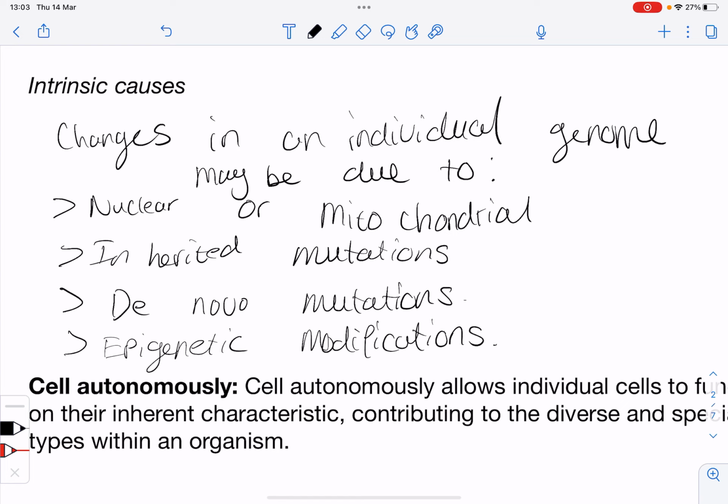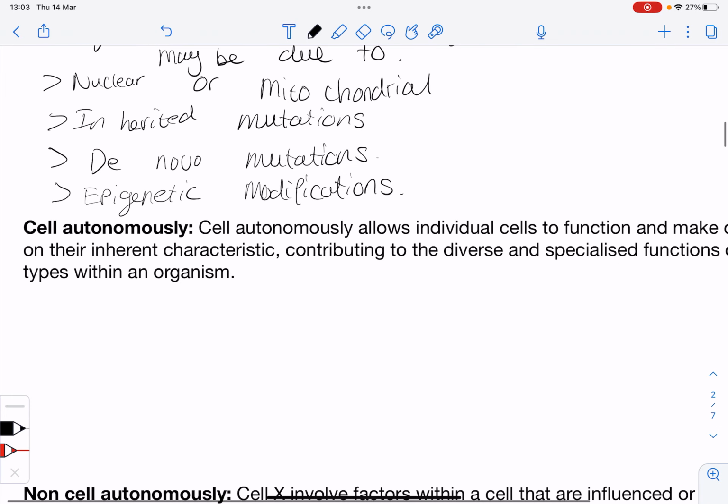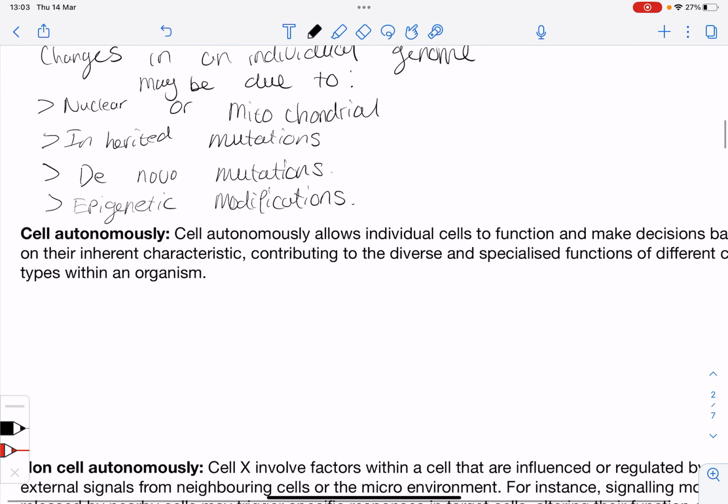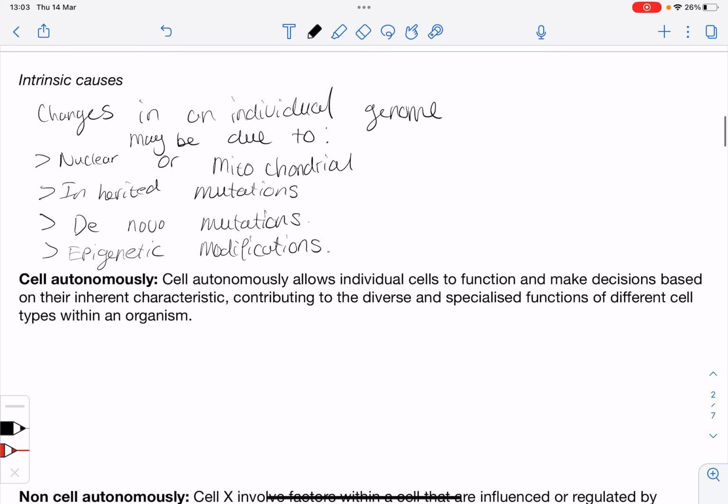All these terms are covered in our genomic playlist, so if you do not understand any of these concepts, take a look at those videos. Moving further along, cell autonomous causes allow individual cells to function and make decisions based on their inherited characteristics, contributing to the diverse and specialized functions of different cell types within an organism.